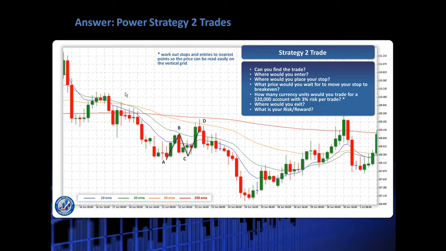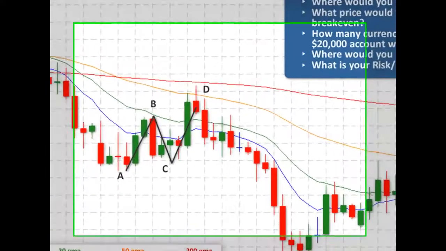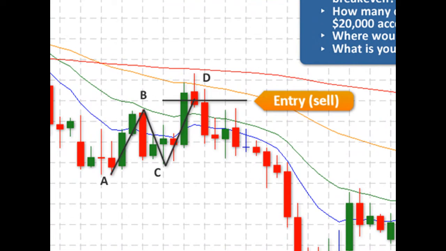And as you can see, the overall trend of the chart in this area is down, and so we're agreeing with the trend of the chart. We do get a bit of an uptrend here, but generally everything is downtrending. So where would you enter? You'd enter at the D point as shown.